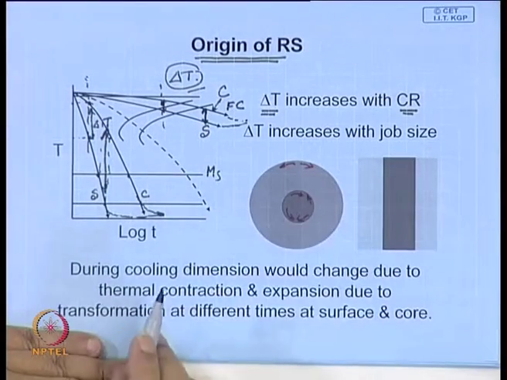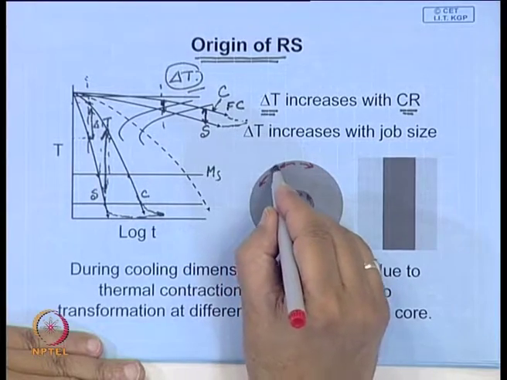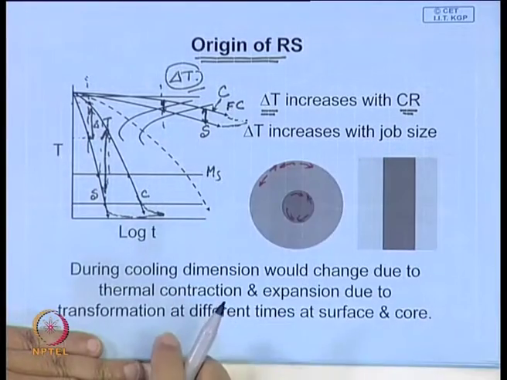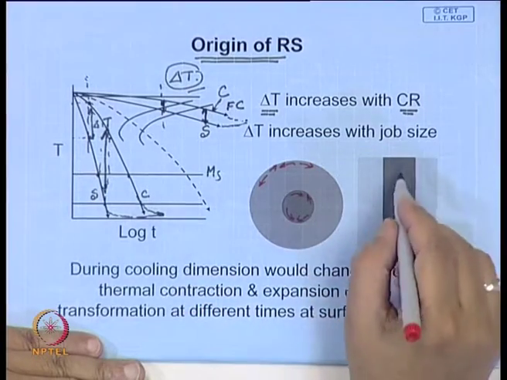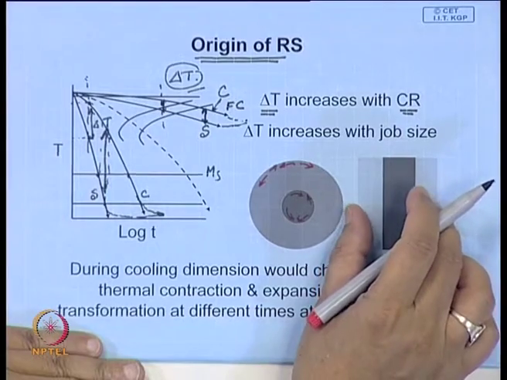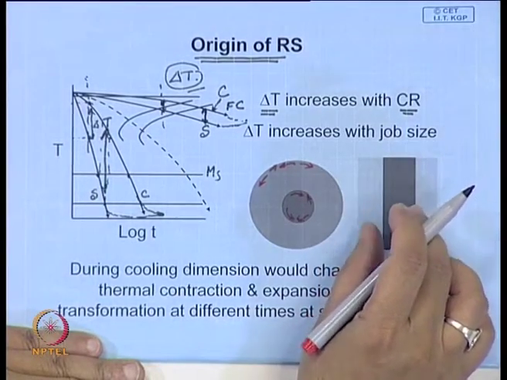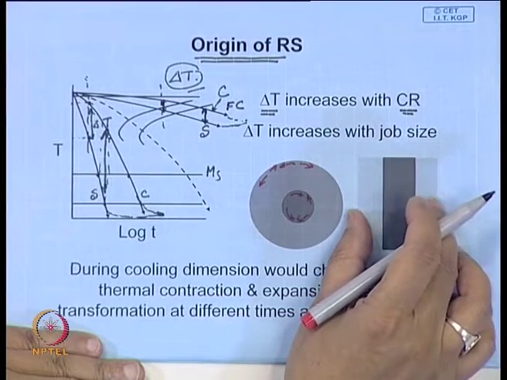So, this is susceptible to cracking, you can say. Here you will have tensile stress on the surface. So, it can lead to surface cracking, and also, as we have seen during the transformation, when it is trying to contract, initially it will try to contract and then later on it will try to expand.